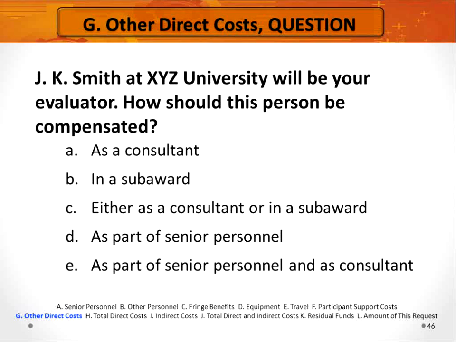And now I'd like to turn it over to Mike to run this question poll for us, and Liz is going to go over the answer. Thanks very much, Ellen. So here's the question, folks. Our evaluator, J.K. Smith, how should he be compensated? Choose A up there in the polling buttons: as a consultant, a subaward, both, or senior personnel? What do you think? So we talked about that a little bit so far. Give us your thoughts of where you're going to put your evaluator in this proposal.